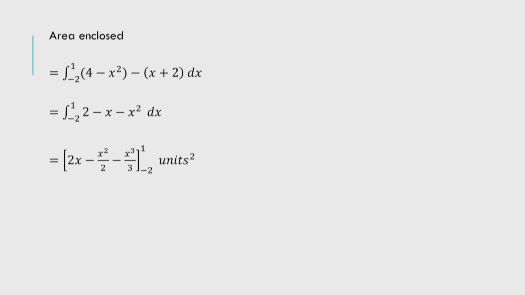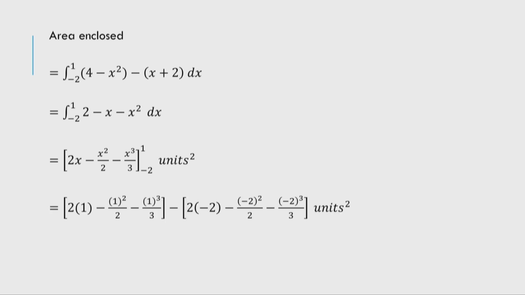Integrating this function, we get 2x minus x squared over 2 minus x cubed over 3 from negative 2 to 1. Substituting the limits, we get 2 into 1 minus 1 to the square over 2 minus 1 to the cube over 3 minus 2 into minus 2 minus minus 2 to the square over 2 minus minus 2 to the cube over 3. Evaluating this, we get 9/2 units square.